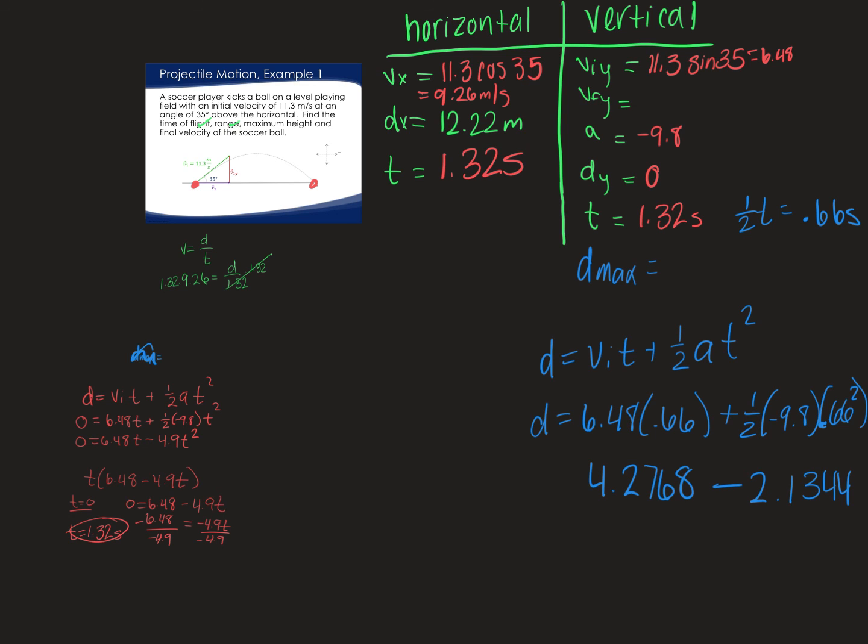2.13. Oh, no. iPhone calculators are garbage for physics class, guys. Don't use them. So our max height is 2.14 meters. And Vf is just the negative of ViY. And that's it. You solved a projectile motion problem.